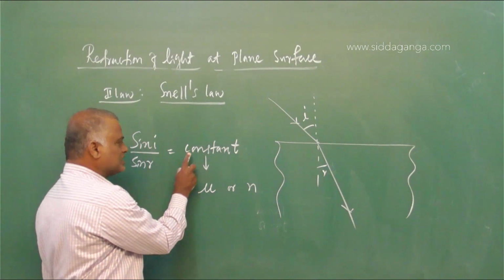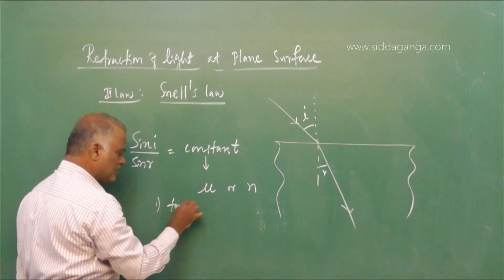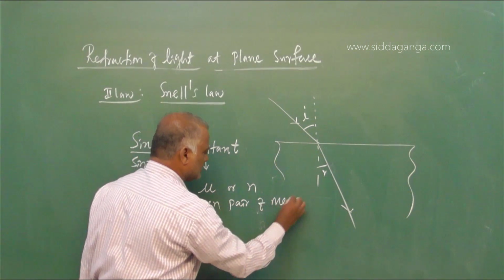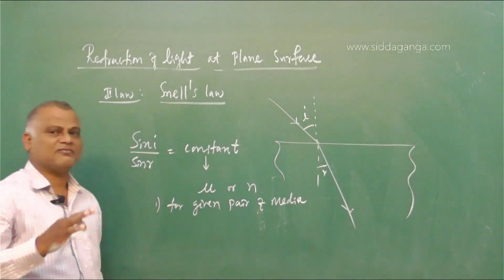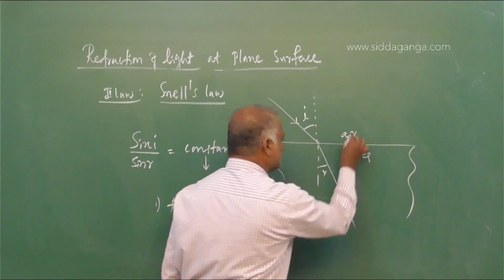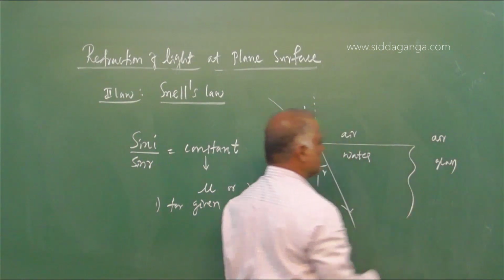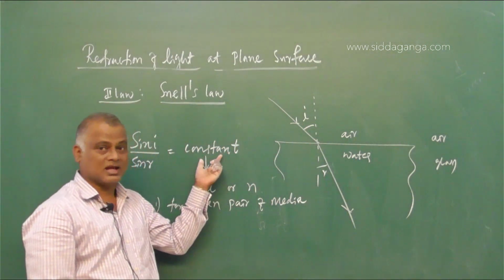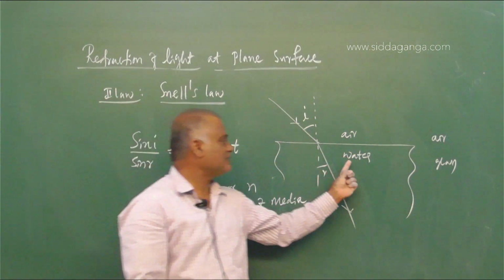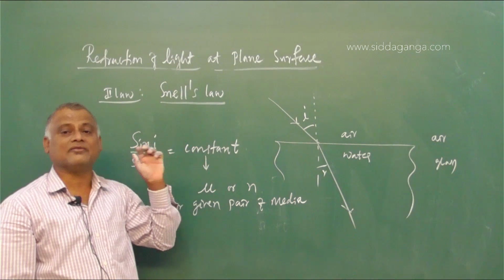Therefore, when we say a constant, it is a constant only for a given pair of media. Only for a given pair of media is it constant. For example, if you have given air to water, the constant is only for this. If I had taken something else, air and glass, the constant that came for air to water will not be the same for air to glass; it differs. Because of difference in optical density and because of difference in speed of light, this constant varies.